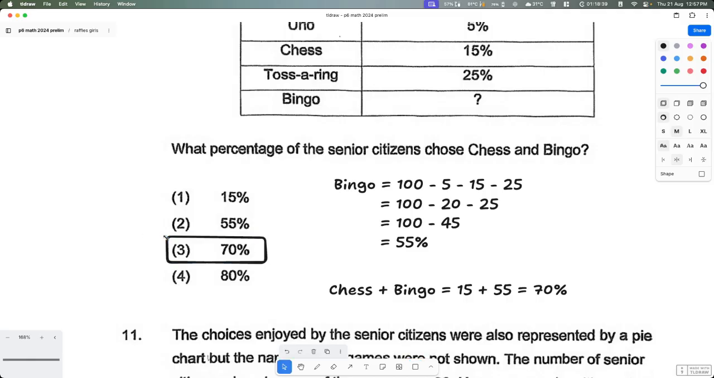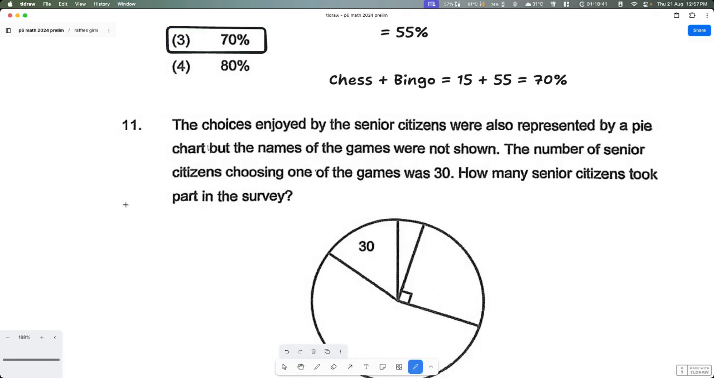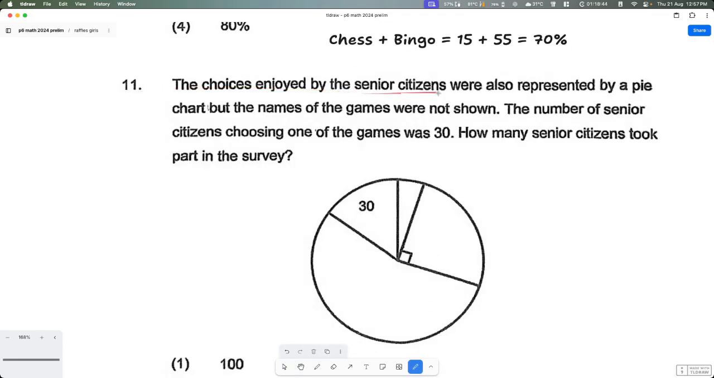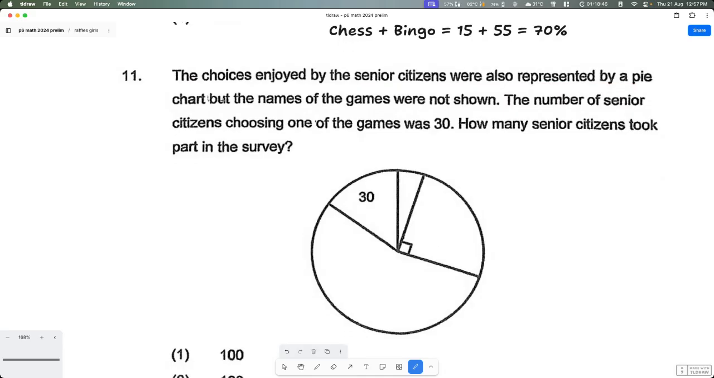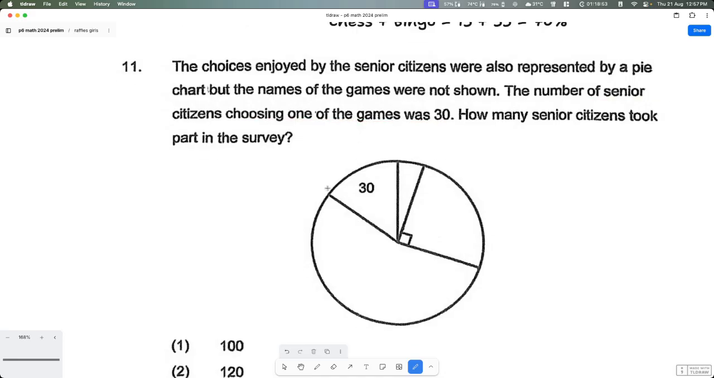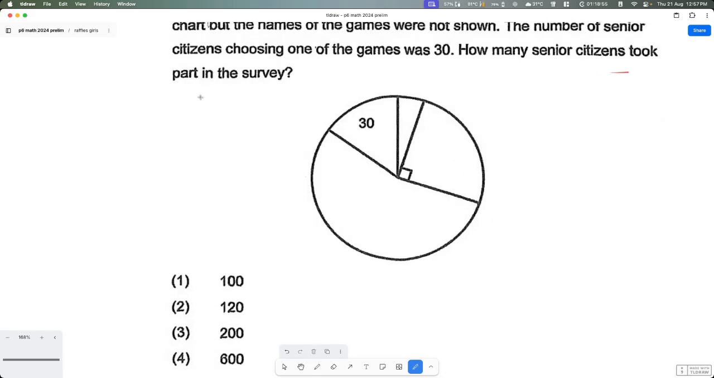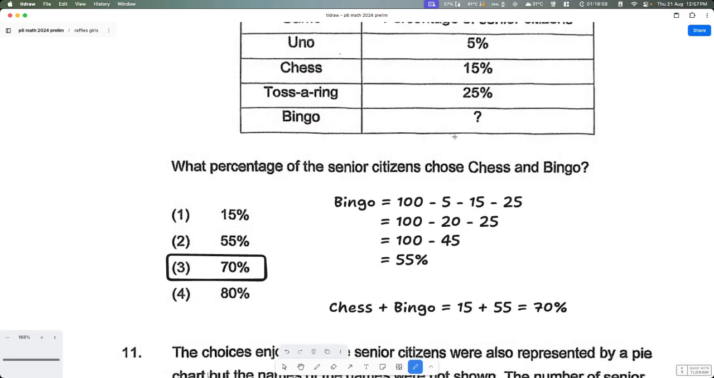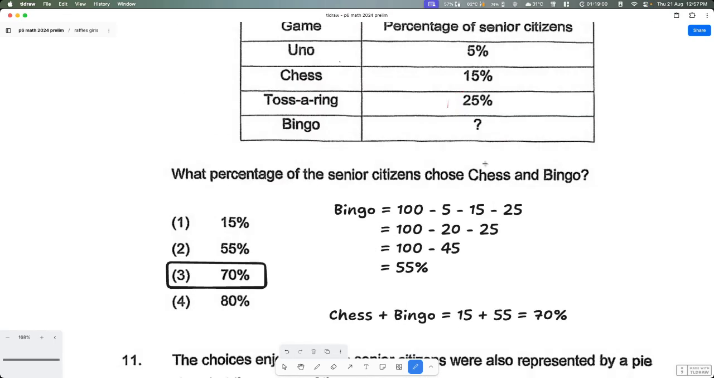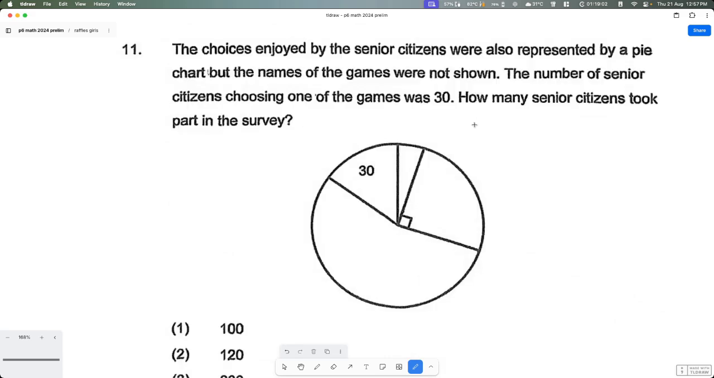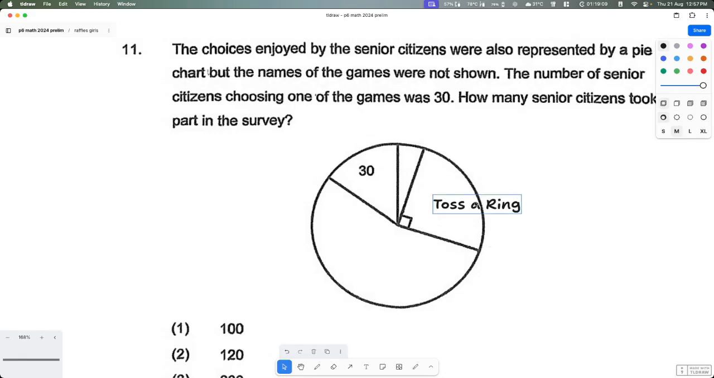Okay, for question 10. Next question, it says here the choices enjoyed by the senior citizens were also represented by a pie chart, but some of the games were not shown. The number of senior citizens choosing one of the games was 30. How many citizens took part in the survey? We know that 25% over here is 1/4, so this is toss a ring, and this toss a ring is 25%.